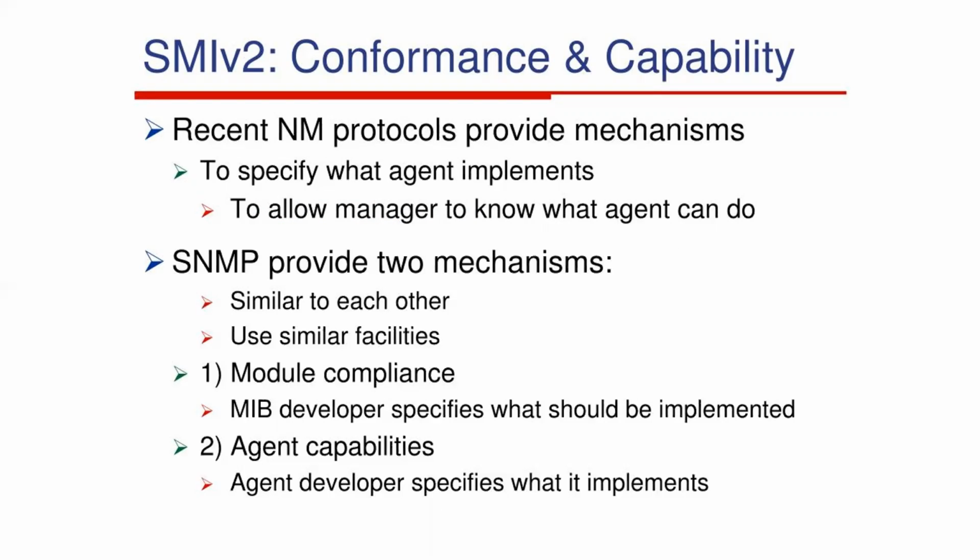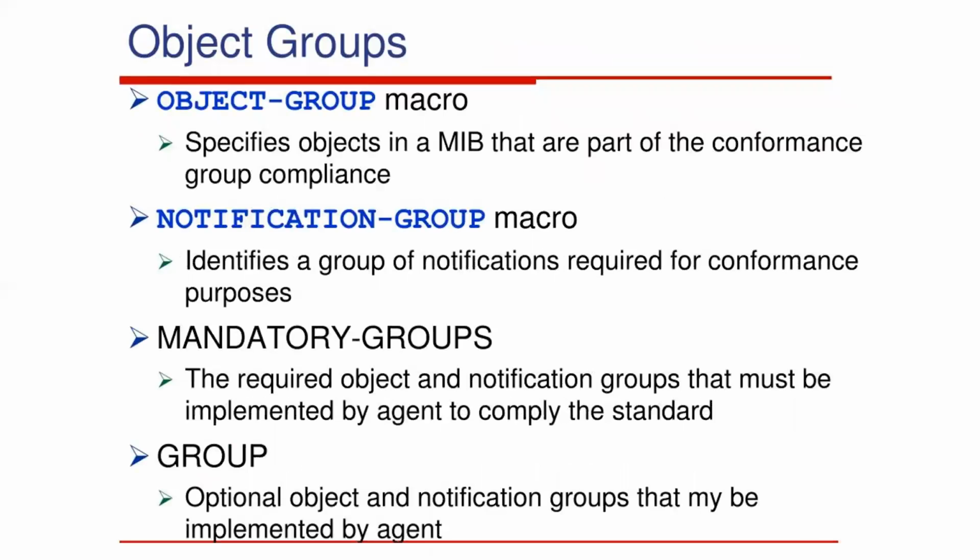Then agent capabilities. For the convenience of defining module compliance and agent capabilities, objects and traps have been combined into groups. SNMP provides 2 mechanisms, similar to each other and using similar facilities: module compliance and agent capabilities. So the object group and the group of traps are defined by the notification group macro, right? Then the object group macro, which is why I explained it with the help of the notification group.